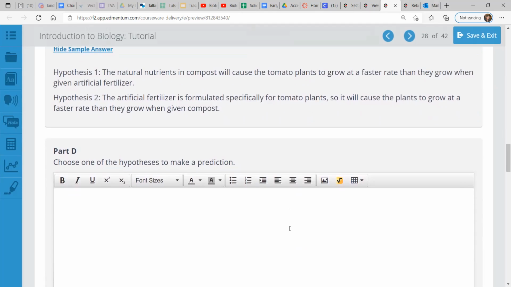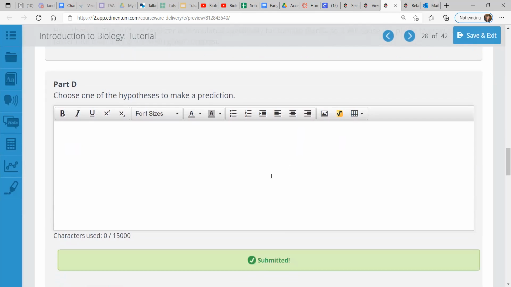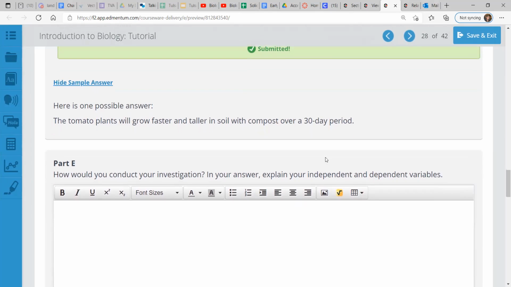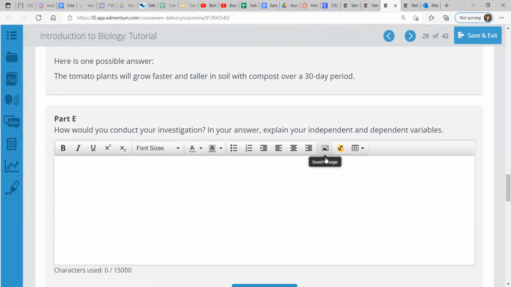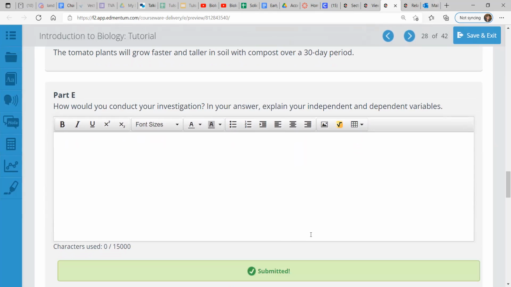So moving on to part D, choose one of the hypotheses to make a prediction. Pick either one. The tomato plants will grow faster in tolerant soil with compost over a 30-day period. Bam. That's one possible answer. You can come up with another one too. How would you conduct your investigation? In your answer, explain independent and dependent variables.